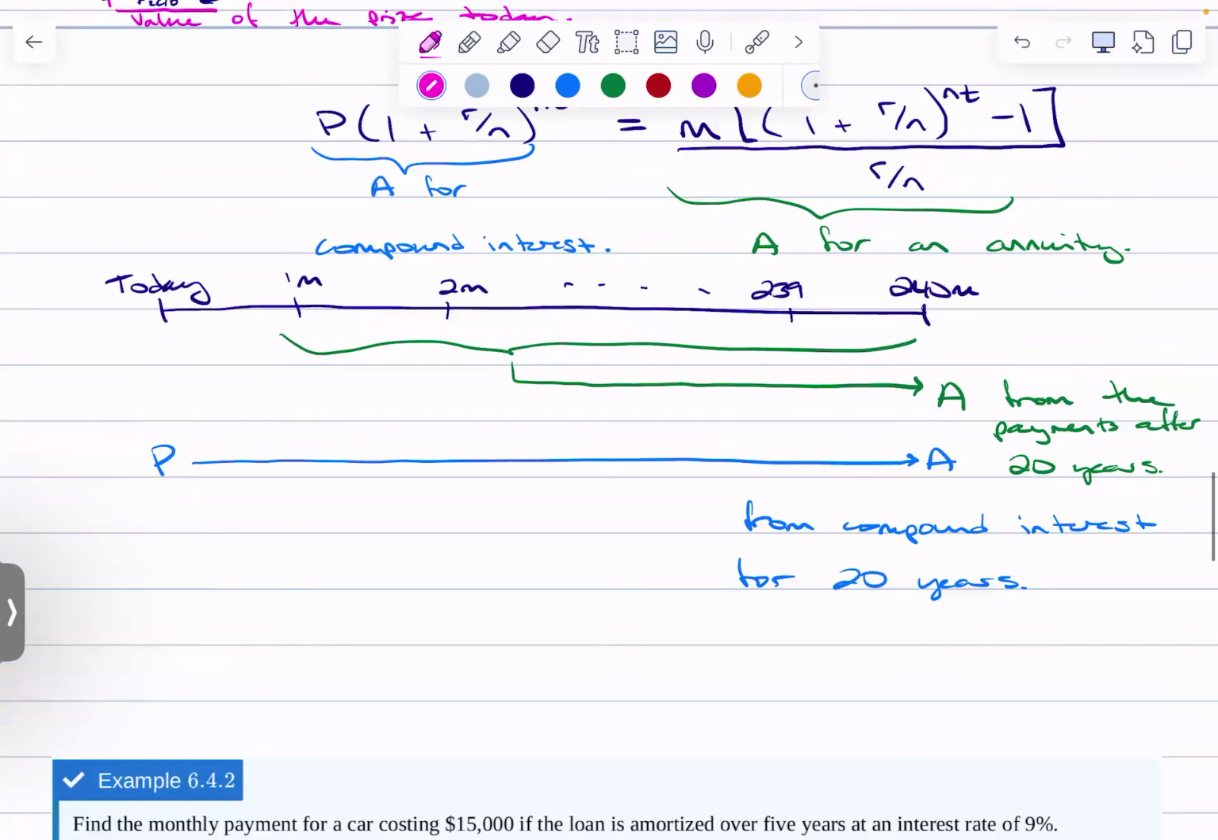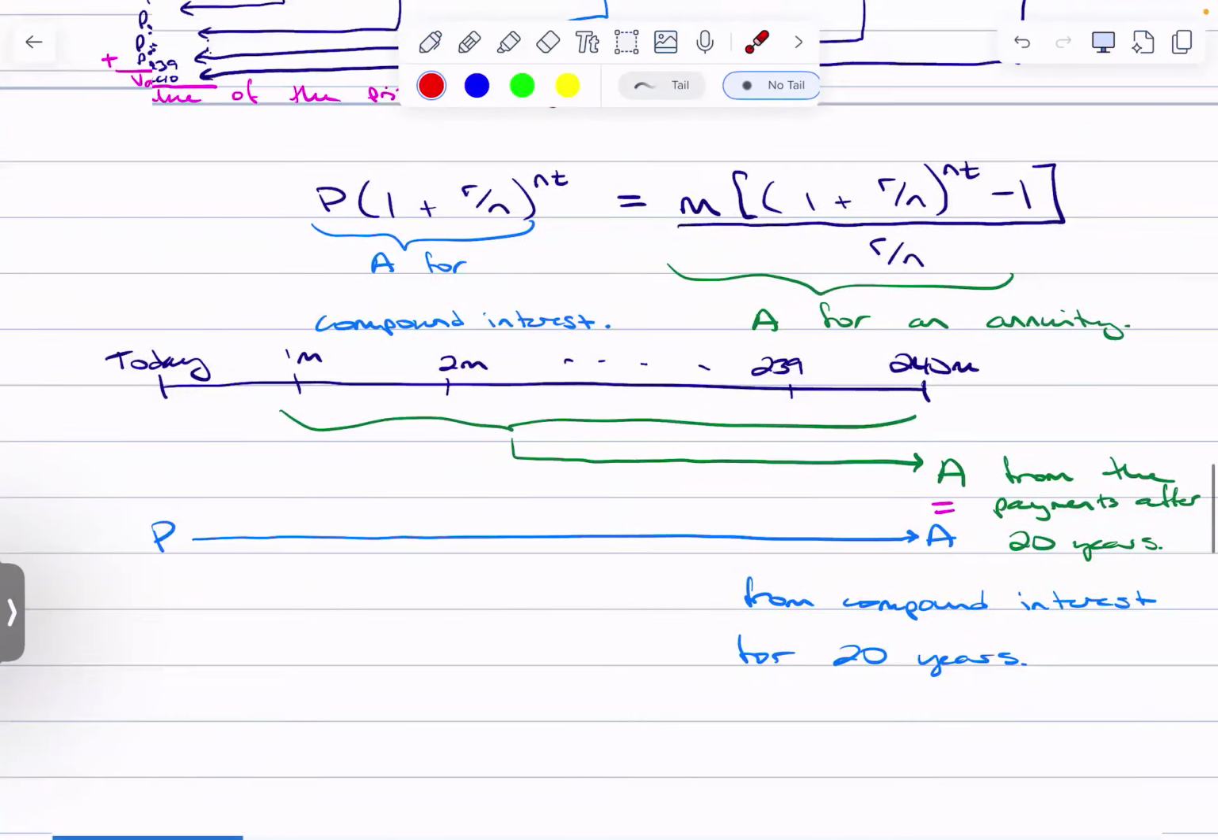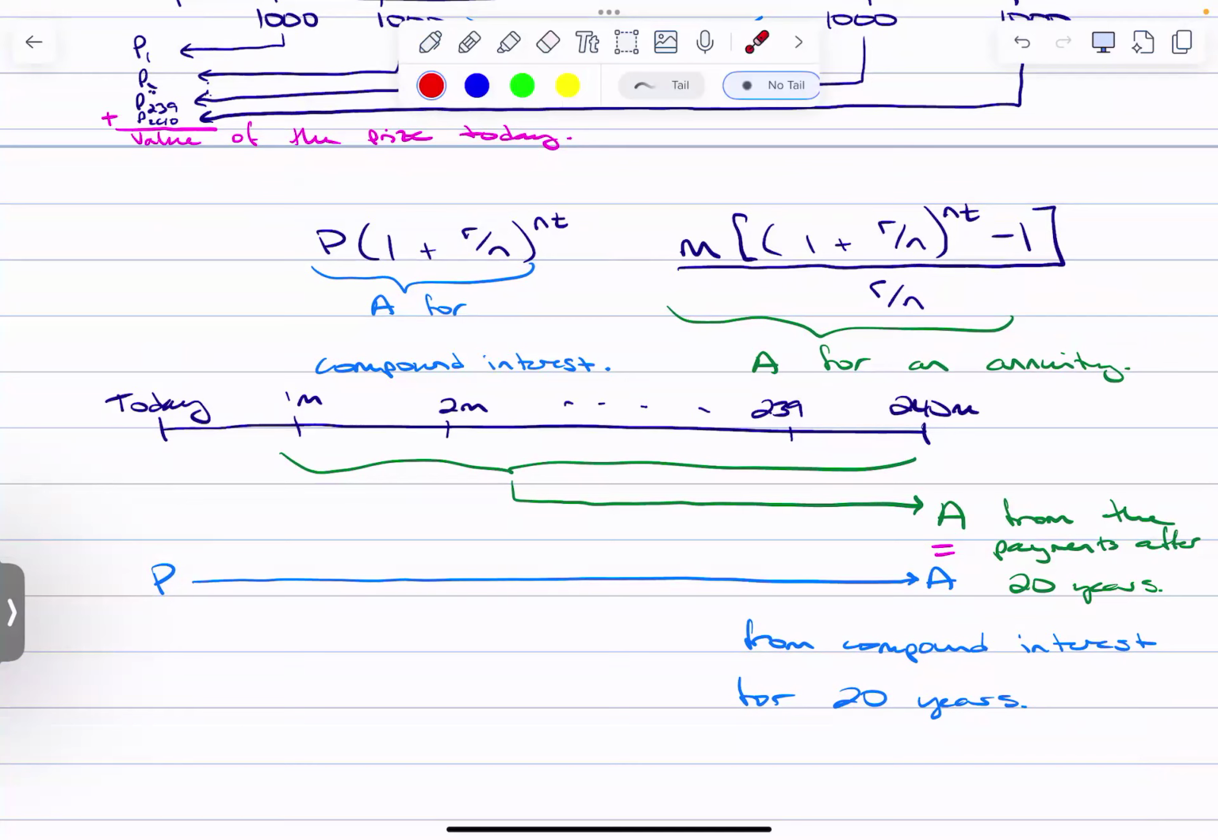And so if these two are set equal to each other, right? And maybe I'll change this equal sign to match, right? I force these two things to be equal. And then that P that we can solve for here is equivalent to these M payment amounts for 20 years, or 240 months. Right? So that's the theory.